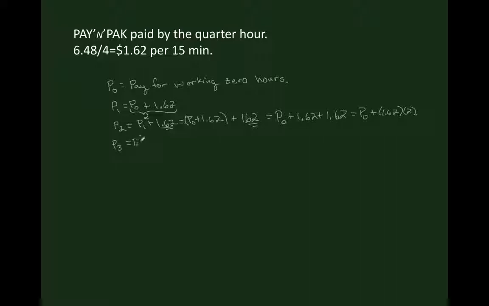So P3 is going to be P2, this one. So notice the idea of recursion is the previous amount goes into the next recursive equation. And we're going to add another $1.62 to P2. And of course, P2 is P1 plus 1.62, which is also P sub 0 plus 1.62 times 2. Should be a 1 there.